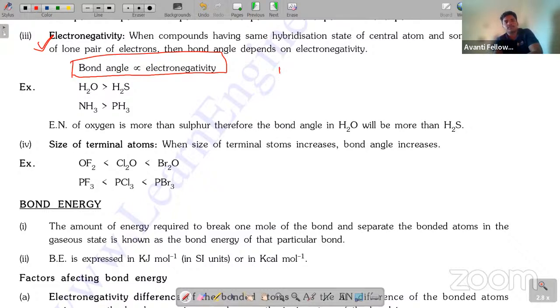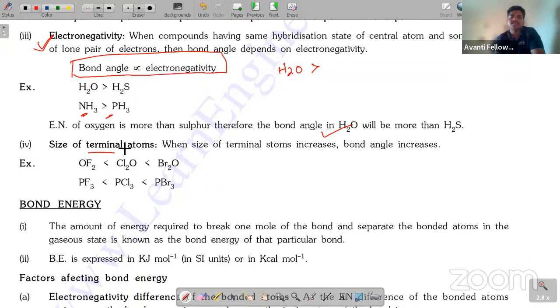Let's suppose I am talking about H2O. H2O will have a larger bond angle compared to H2S. Okay. So nitrogen and phosphorus, nitrogen will have a larger bond angle compared to phosphorus. The reason is more electronegativity. Okay. So that is what you need to remember.